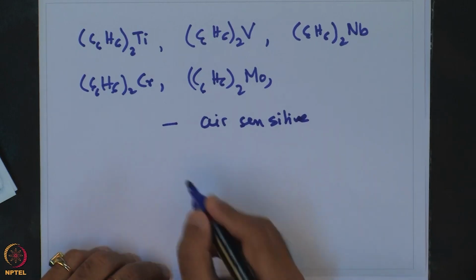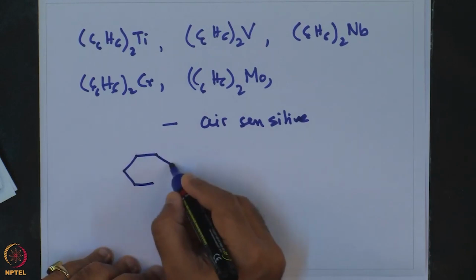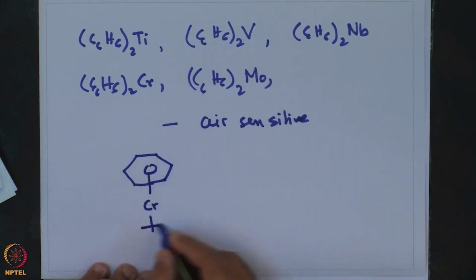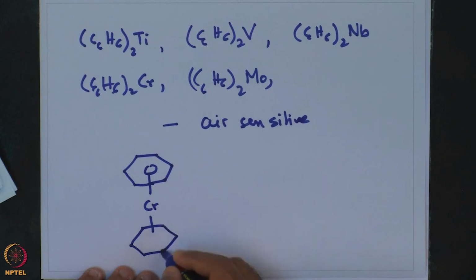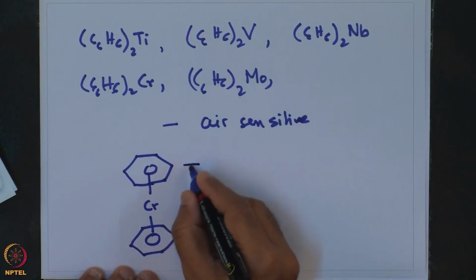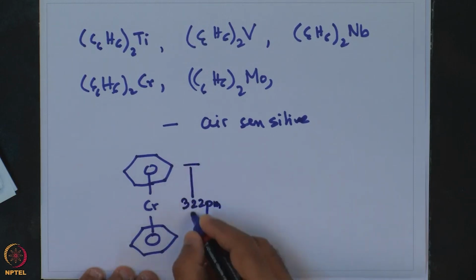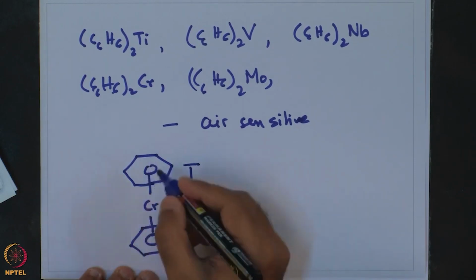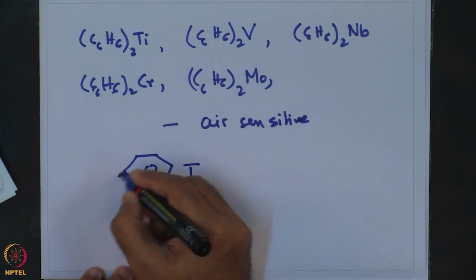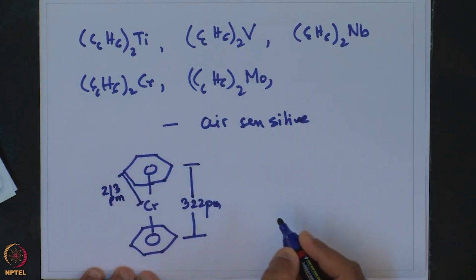Okay. Now, another spectral feature of these bis-arene complexes involves the structural characterization of bis-benzene chromium complexes, which has shown that the ligand to ligand distance in eclipsed bis-benzene chromium compound is 322 picometer, and chromium to the edge of the ring is 213 picometer.